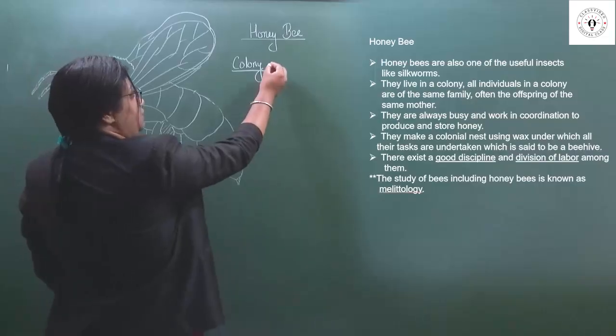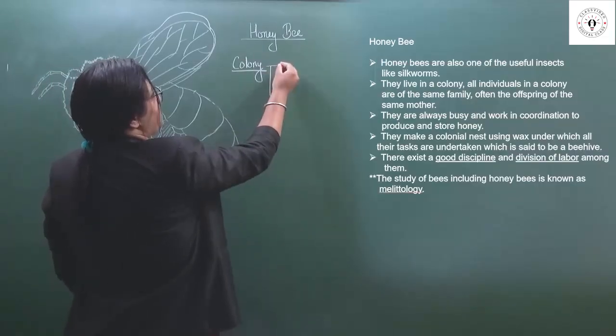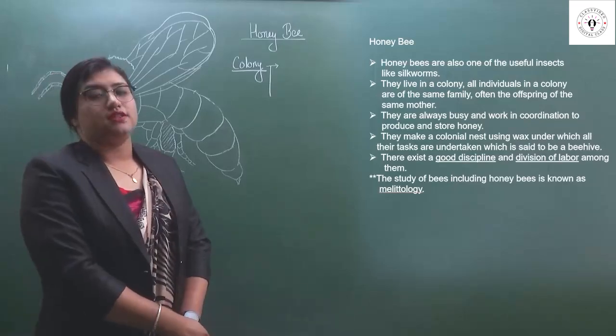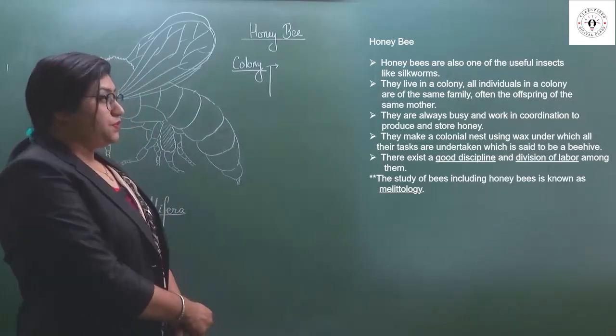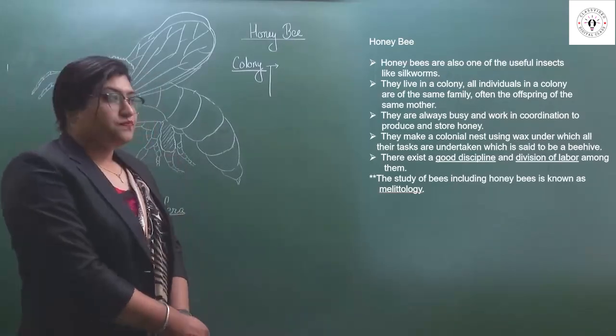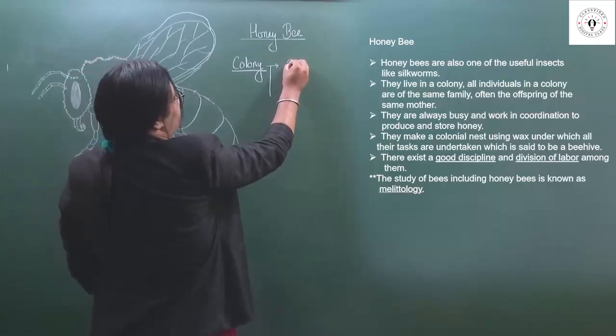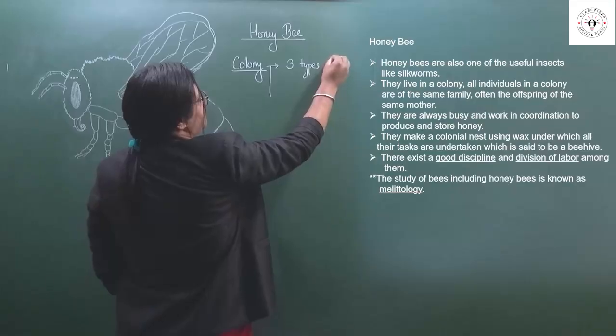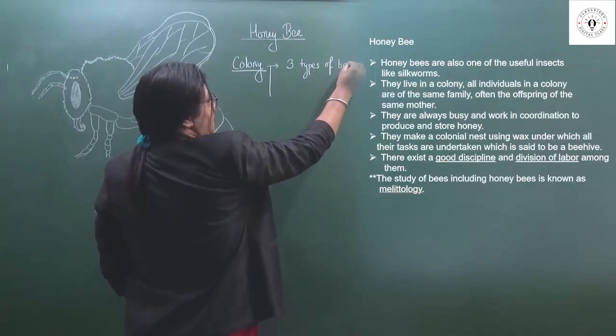In this case, let's go through the definition. A beehive is the colonial nest in which the honeybees survive. It is all prepared using wax. So there are three different types of honeybees in a single colony.